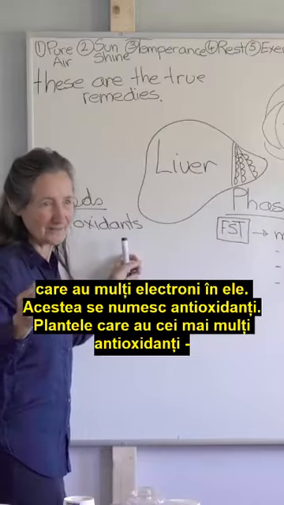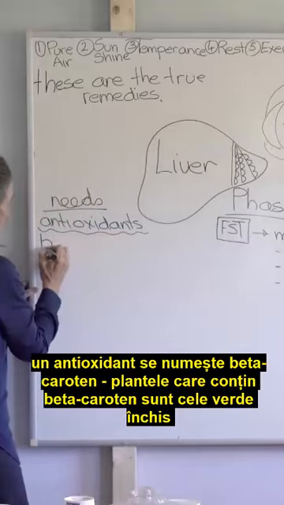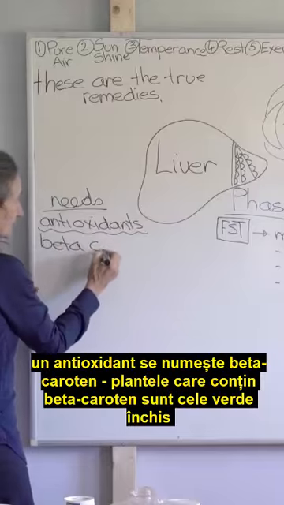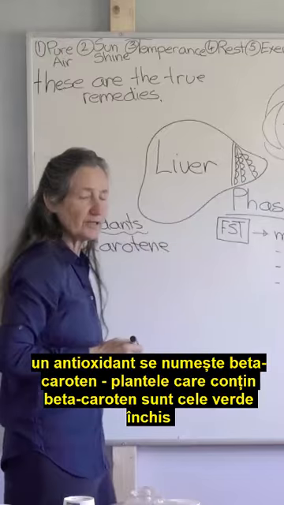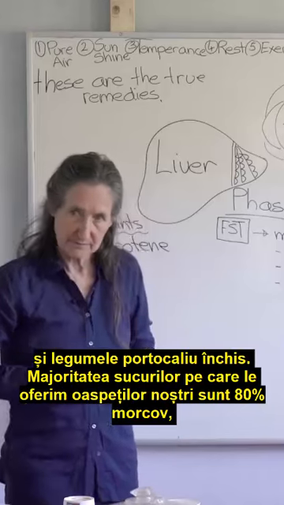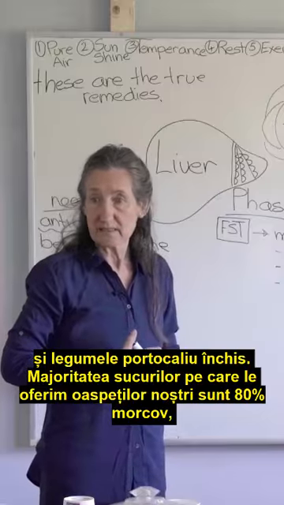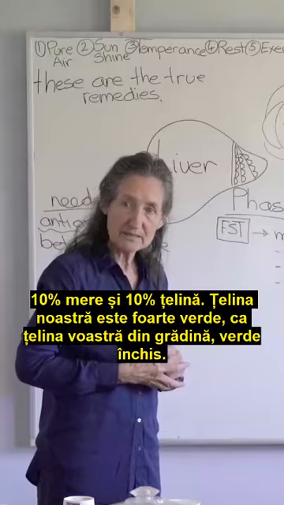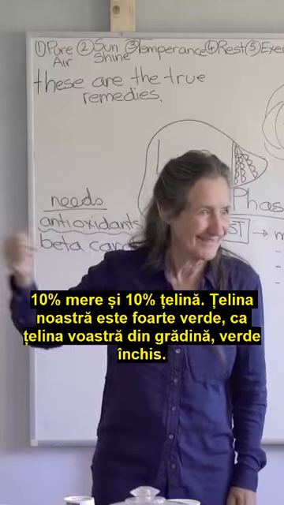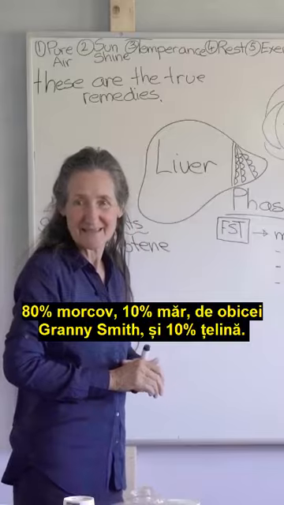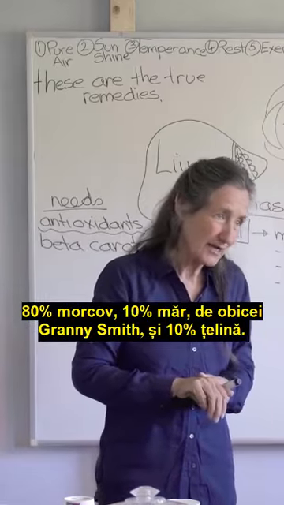They're called antioxidants. And the plants that have the highest antioxidants, in fact, one antioxidant is called beta-carotene. So beta-carotene, the plants that it's found in is your dark green and your dark orange vegetables. So the majority of juices that we give our guests are 80% carrot, 10% apple and 10% celery. And our celery is very green, like your celery out in the garden, dark green. 80% carrot, 10% apple, it's usually the Granny Smith, and 10% celery.